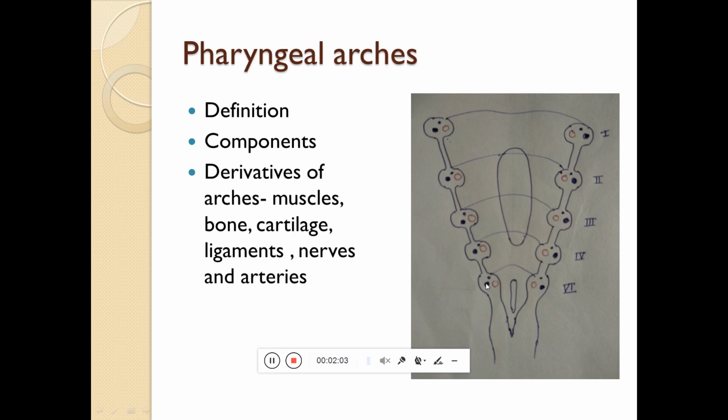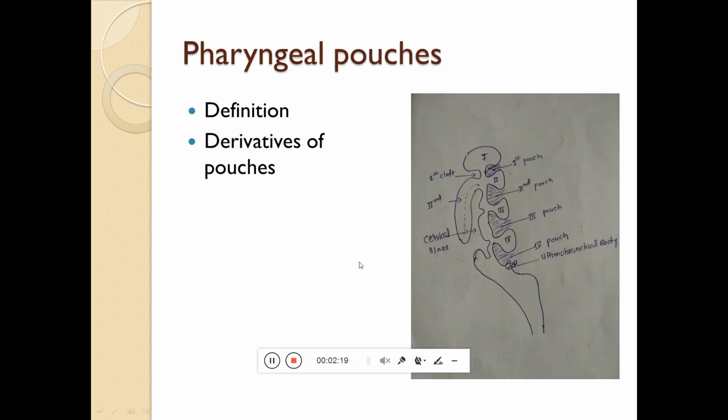Mesodermal components are the muscles, bones, cartilage, ligaments, nerves, and arteries. That is about the pharyngeal arches. Now we'll discuss the pouches.